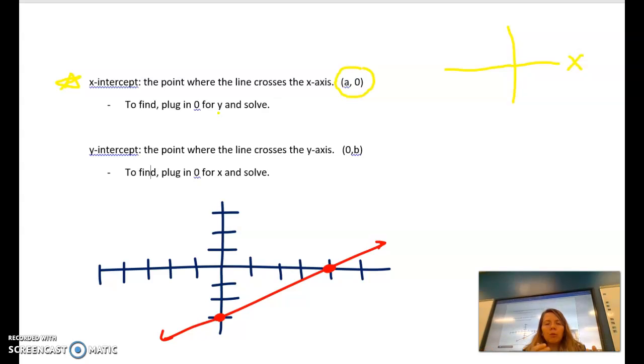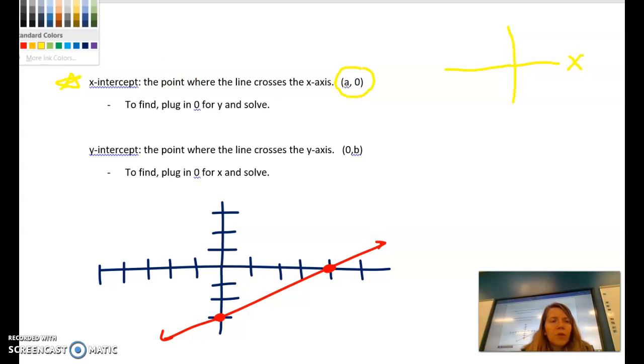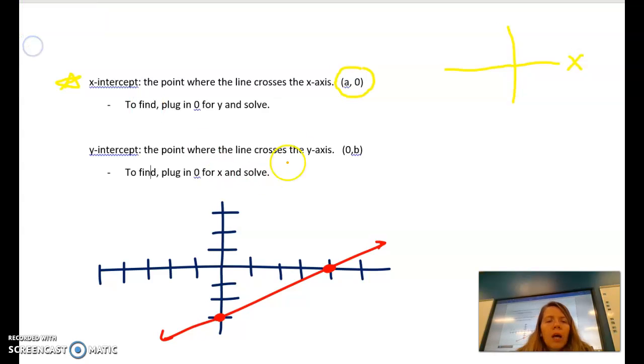Okay, same thing with y-intercept, but now it's the other way. So the y-intercept is the point where the line crosses the y-axis. The point is 0, comma b, and again, y means it's vertical, goes up and down. So to find it, you plug 0 in for x, and then you solve for y.